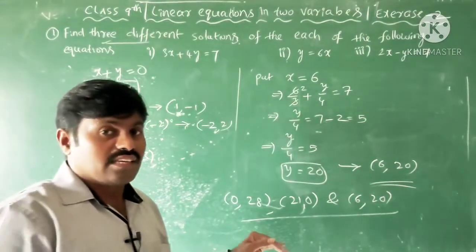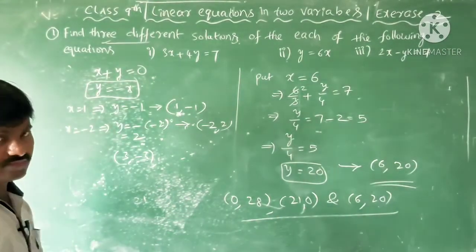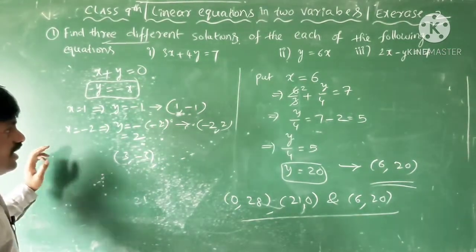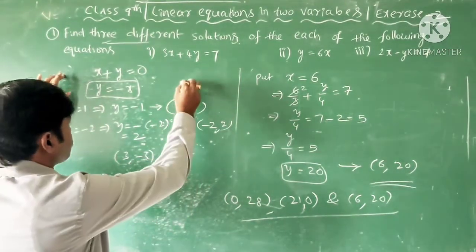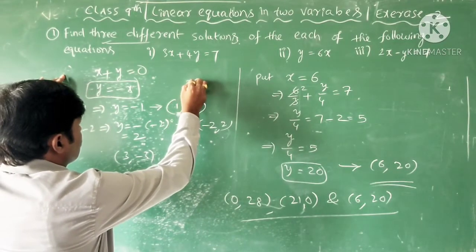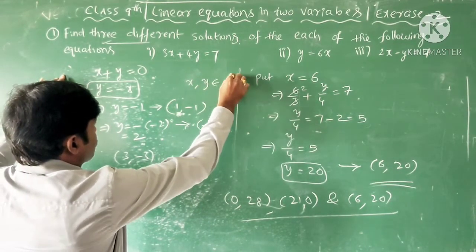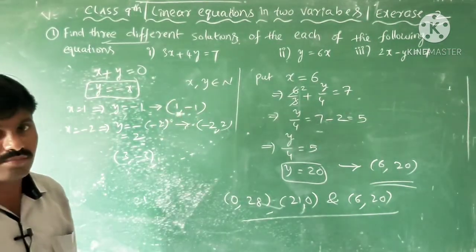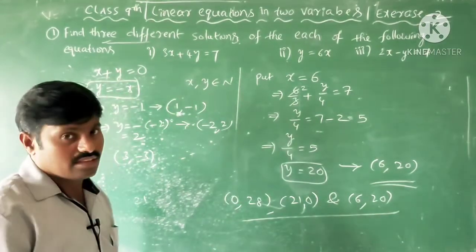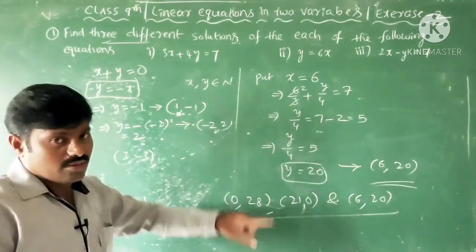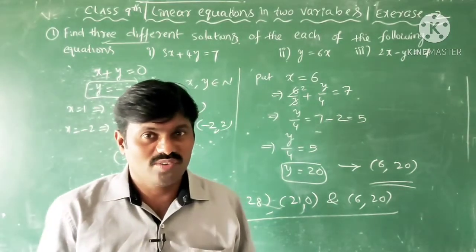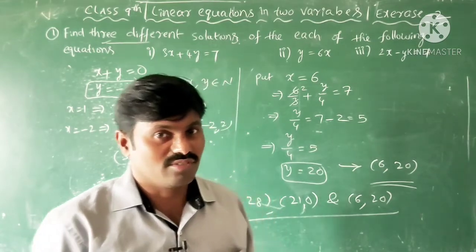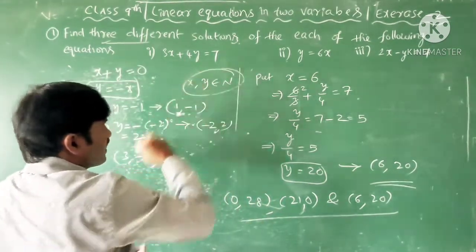But if I give a condition here, for example, x plus y is equal to 0 and x, y are natural numbers, belonging to natural numbers, is a solution possible here? If we add any two natural numbers, are we able to get 0? No. Natural numbers are always counting numbers, positive numbers. So we don't get a solution.